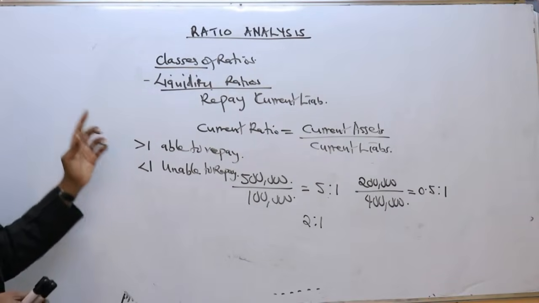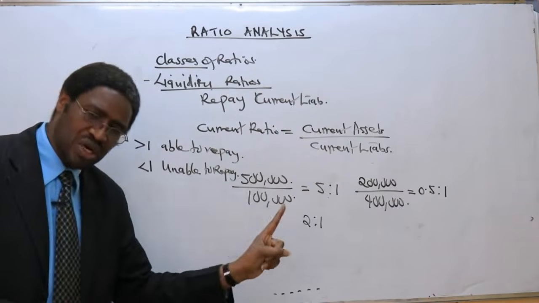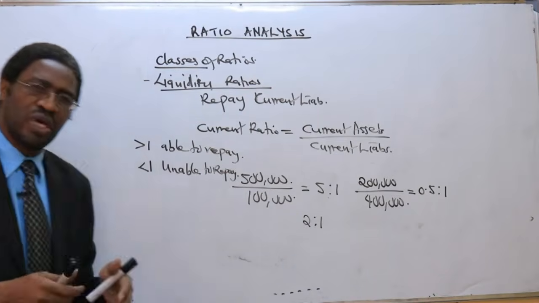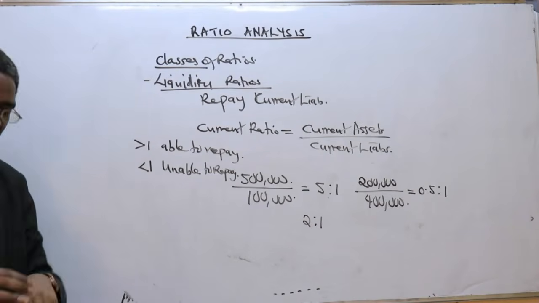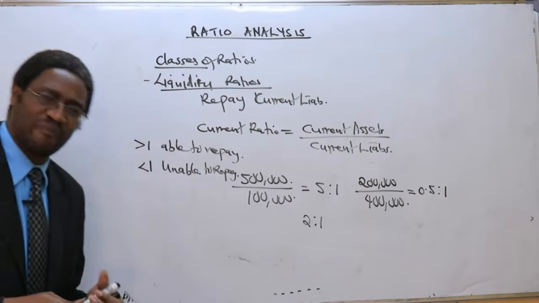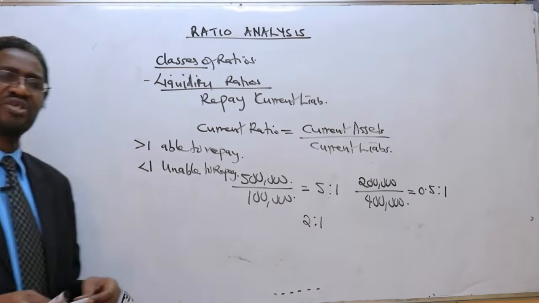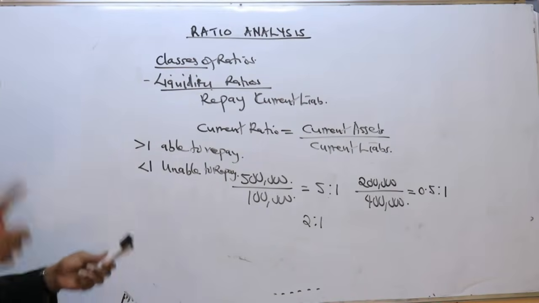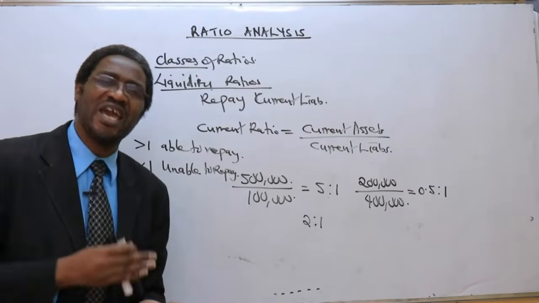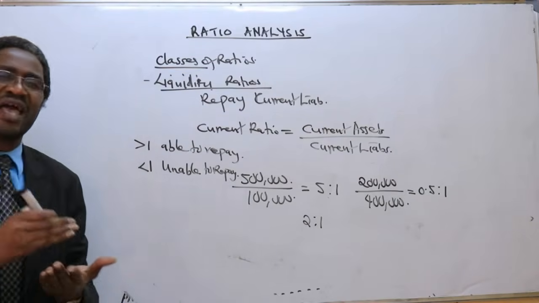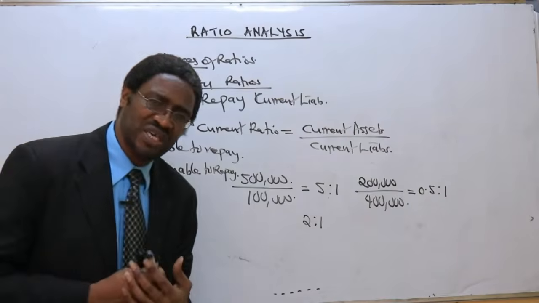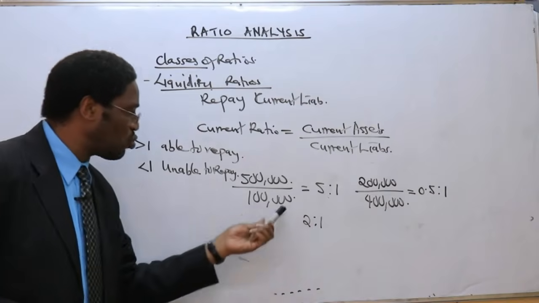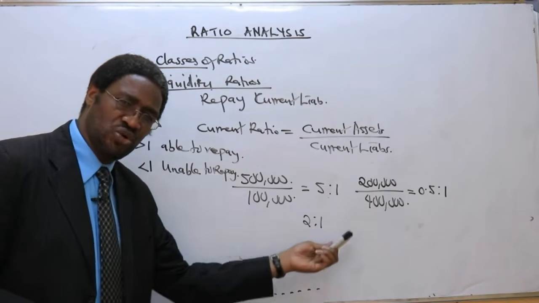I've said any ratio greater than 1 means that the firm is able to repay its current liabilities, while any ratio less than 1 means that the firm is unable to repay its current liabilities. Then I've said the recommended, the standard ratio is 2:1.